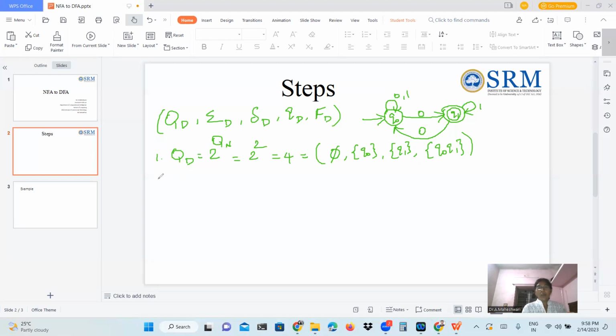Next you have to calculate the input symbols of this problem. The input symbols of DFA are the same as the input symbols of NFA; there is no change. So the input symbols of NFA are 0 and 1, and here also you can write 0, 1. The third thing is the transition function, and we start with the initial state. What is the initial state of DFA? In NFA it is Q0, and in DFA also we take it as Q0 only. So the fourth attribute is also Q0.